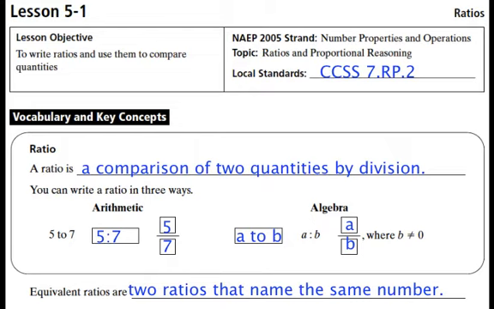Equivalent ratios are two ratios that name the same number. Another way to say equivalent ratios, they're equal ratios. They're ratios that are exactly equal.